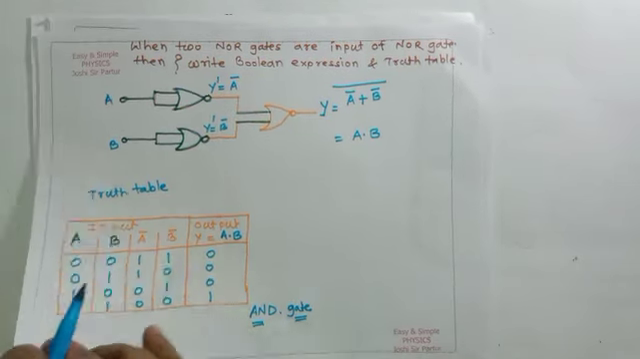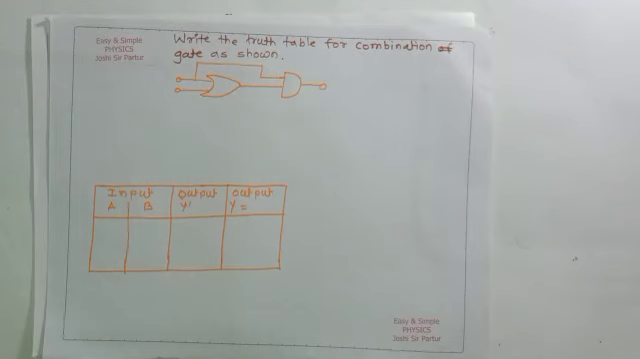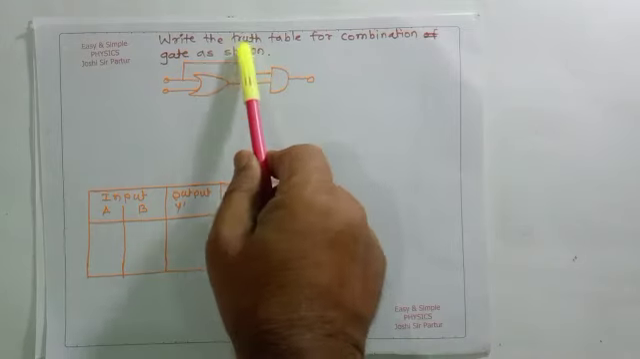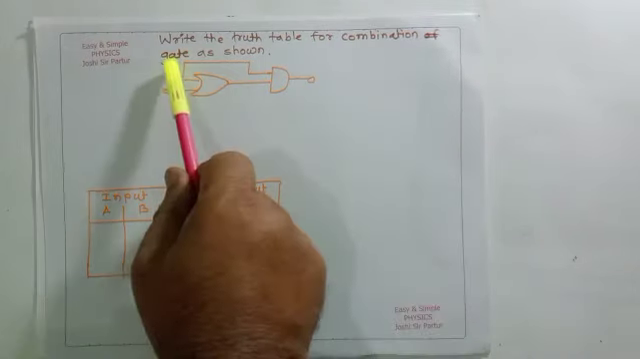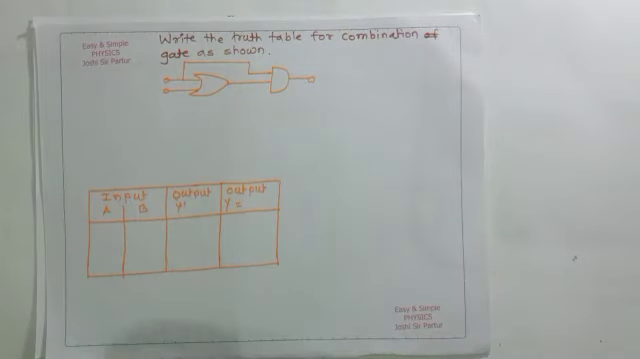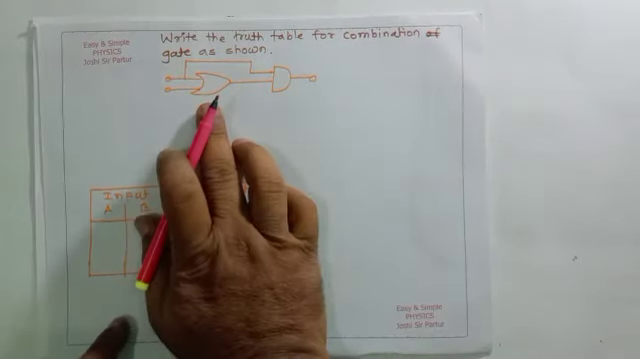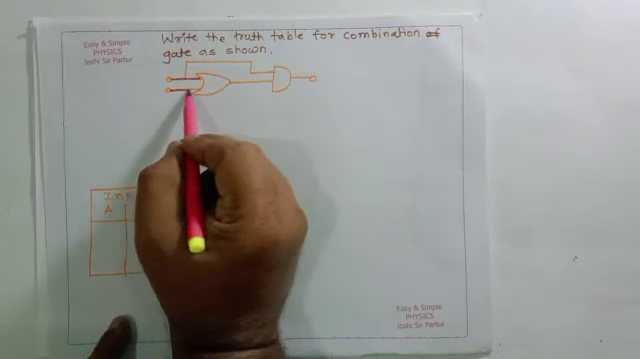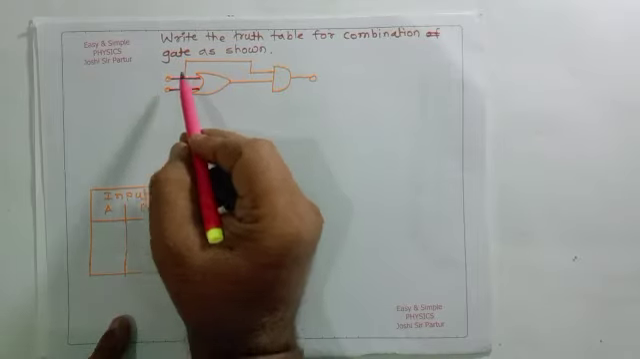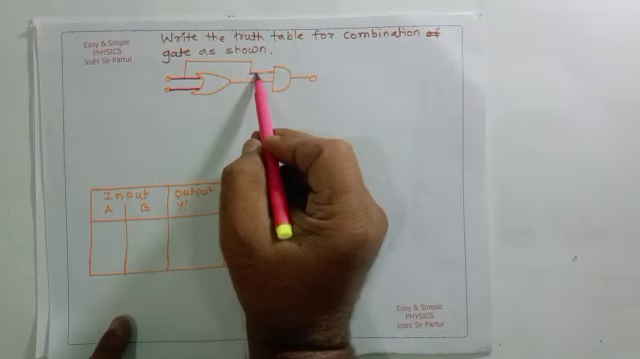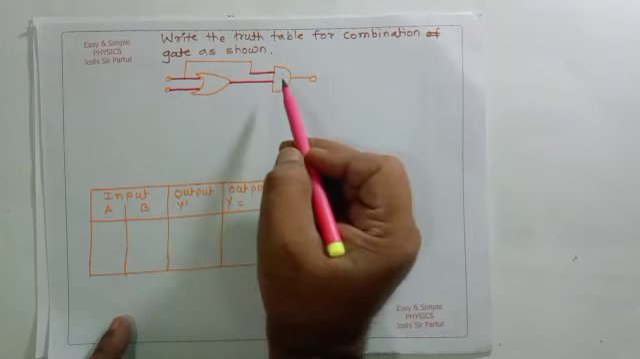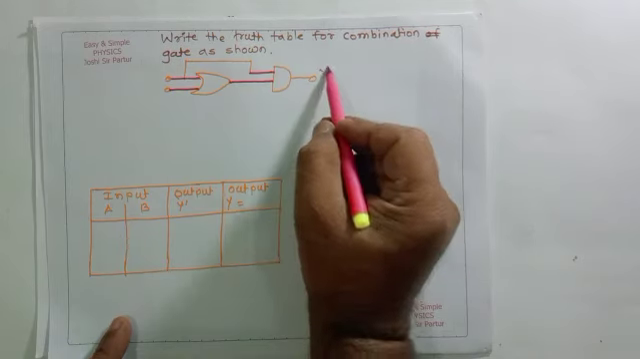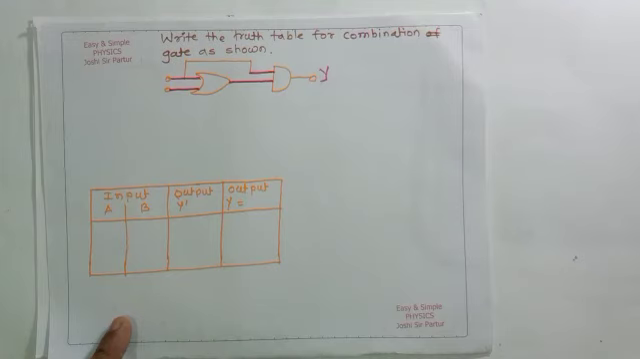Similarly, let's see another example: write the truth table for the combination gate as shown below. See here, an OR gate and an AND gate are combined. The OR gate has two inputs, one input is connected to the AND gate, and the output of the OR gate is the other input for the AND gate, which represents output Y.